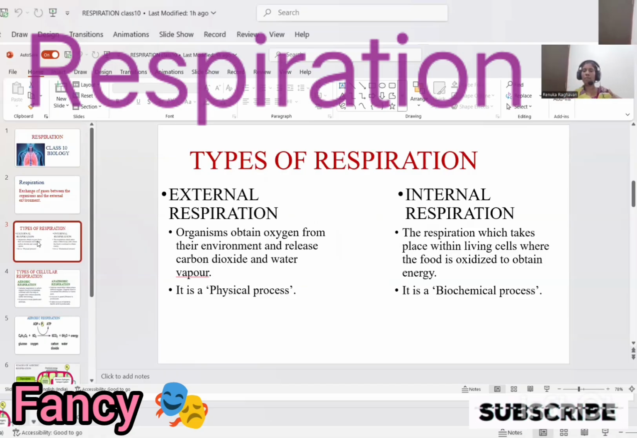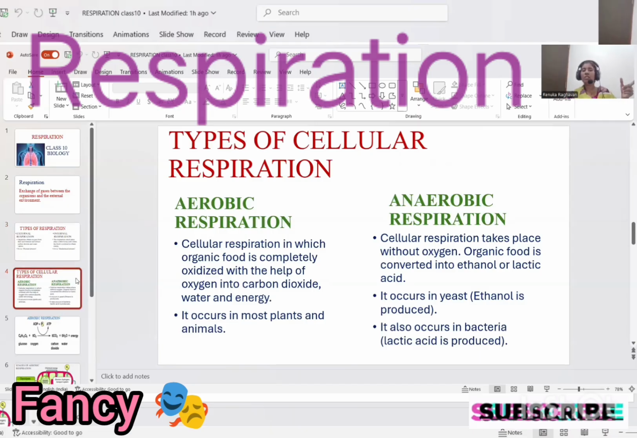Whereas internal respiration happens inside the cell, where food is completely oxidized into small parts with the help of oxygen, a biochemical process. And the next is cellular respiration. This is the aerobic respiration and the anaerobic respiration. Aerobic respiration takes place in the presence of oxygen, anaerobic respiration in the absence or lack of oxygen. Most plants and animals do aerobic respiration, whereas in anaerobic respiration, ethanol and lactic acid are produced by the fermentation process of yeast and bacteria, and lactic acid is also produced in human beings, known as muscle cramps.